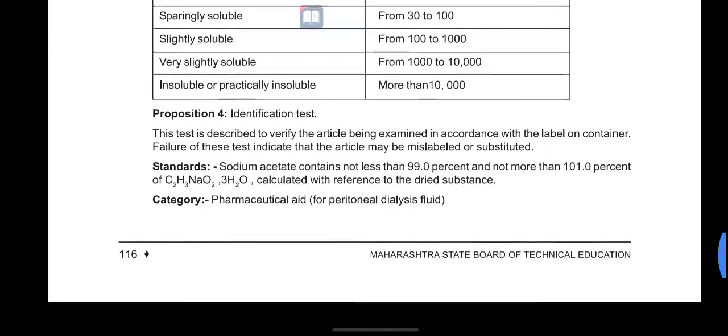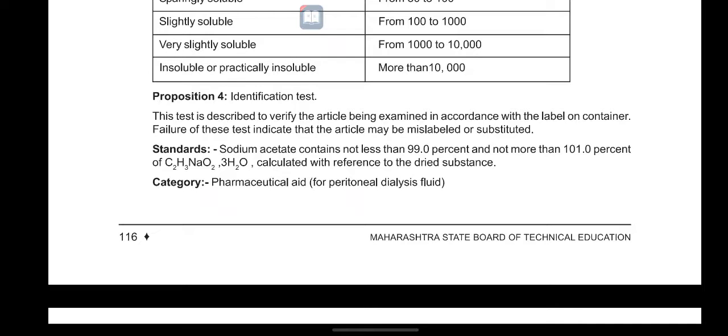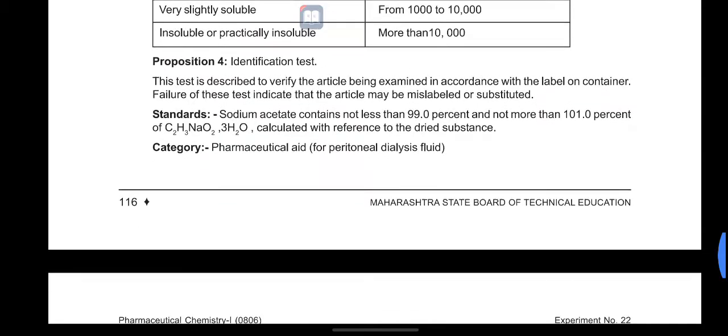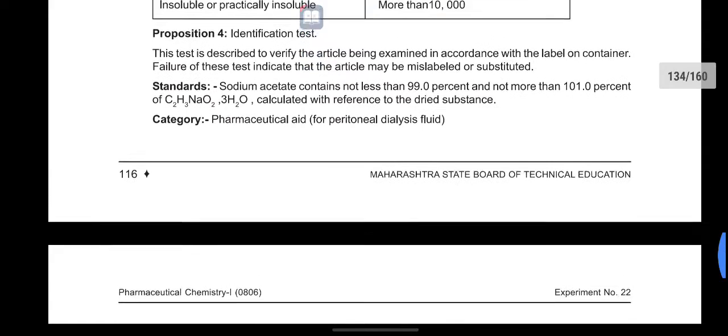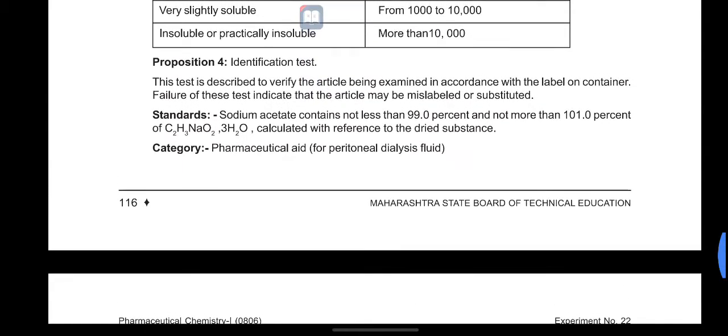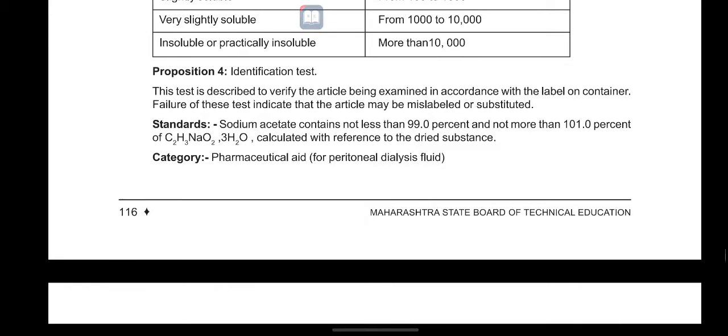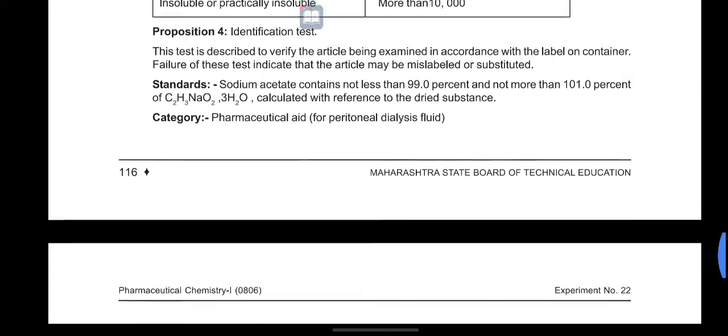The category is pharmaceutical; it is used in peritoneal dialysis fluid, meaning pharmaceutical use only. The standard is that sodium acetate contains not less than 99% and not more than 101% of sodium acetate, calculated with reference to the dried substance.